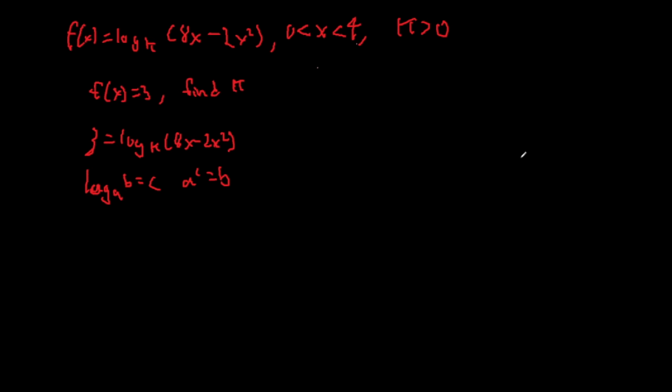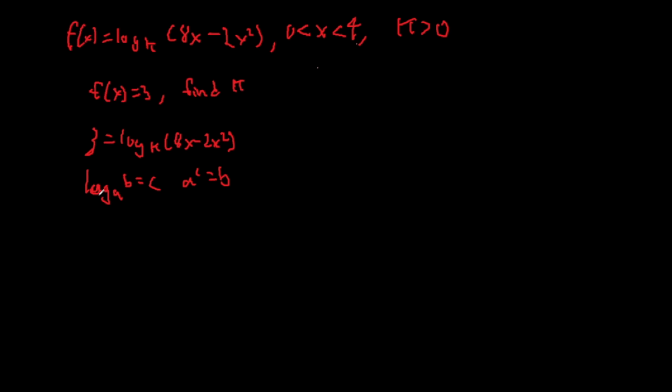I wanted to do this problem because I think it's a bit tricky. So we have f of x equals log base k of 8x minus 2x squared, and x is greater than 0 but less than 4, and k is greater than 0. We're given that f of x equals 3, and that we have to find k for when f of x is 3. We're also given that there's only one value for k, which is going to be important later on. So first we set 3 equal to the equation log base k, and so on.